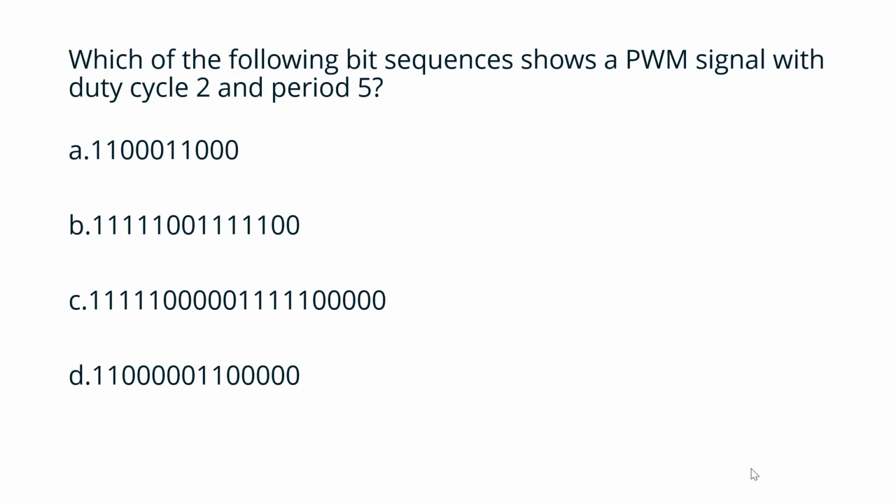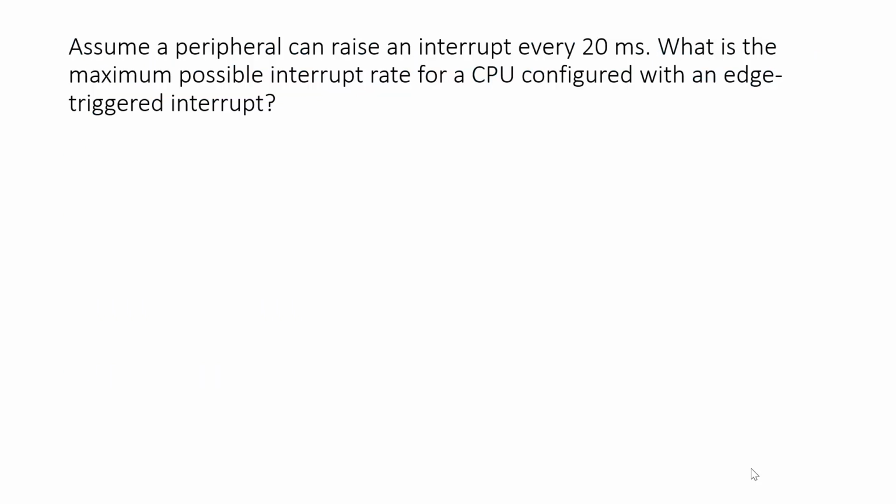Make sense? Okay. Assume a peripheral can raise an interrupt every 20 milliseconds. What's the maximum possible interrupt rate for a CPU configured with an edge-triggered interrupt? Assume a peripheral can raise an interrupt every 20 milliseconds. So if you can raise the interrupt, I think that's the interpretation.